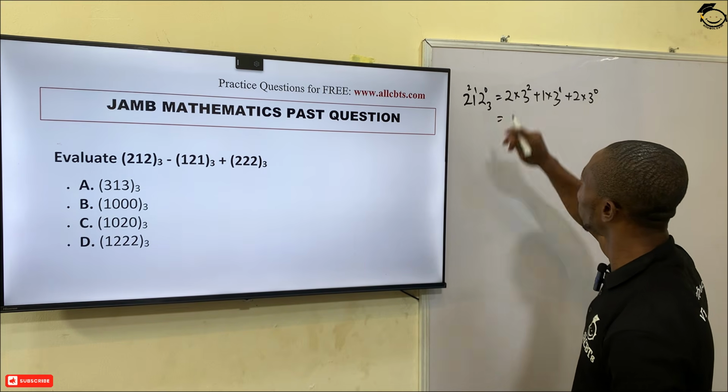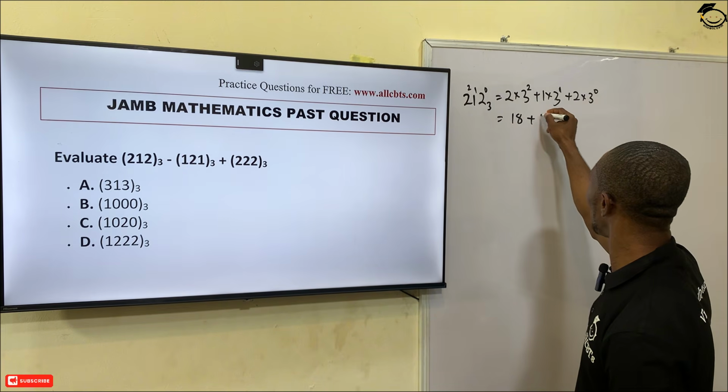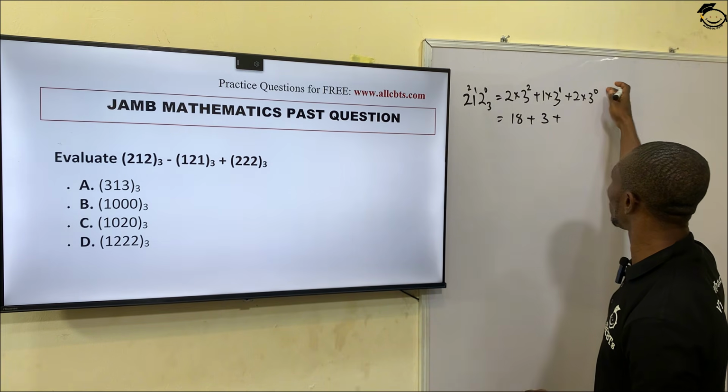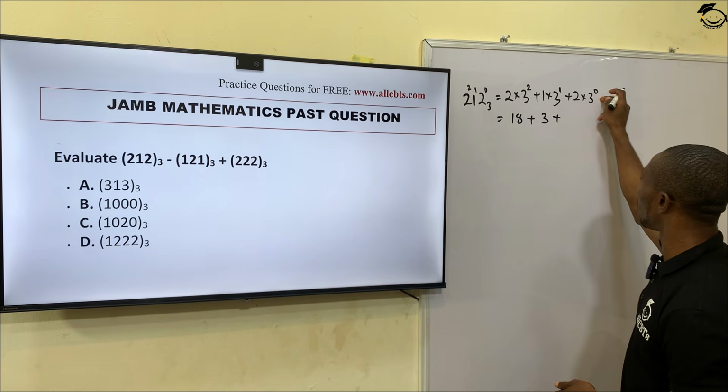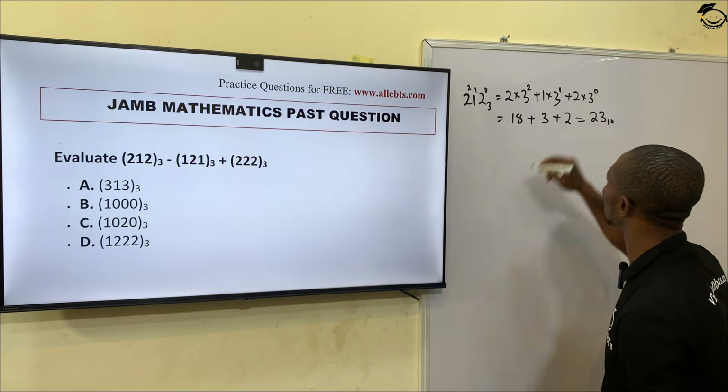Now, 3 raised to power 2 will give us 9. 9 times 2 is 18, plus 3, plus anything raised to power 0 is 1, 1 times 2 is 2. So this gives us 23 base 10.